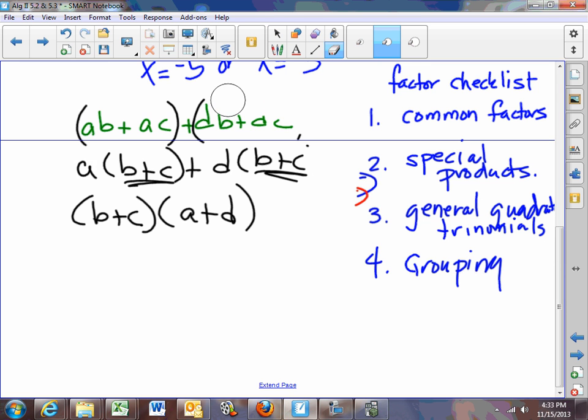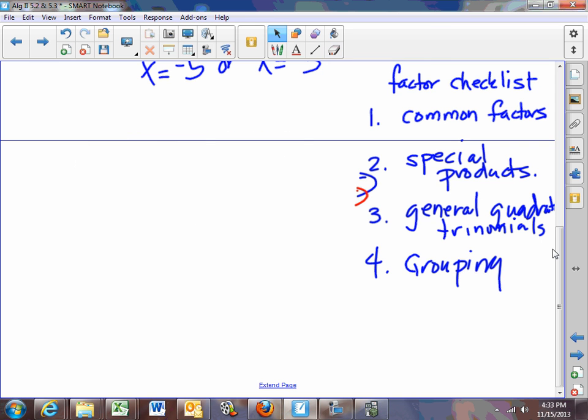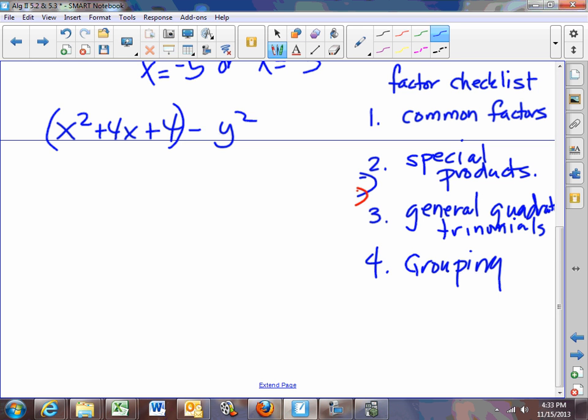Now, it's not always true that you group 2 and 2. Let me show you an example of one that's grouped, say 1 and 3. How about something like x squared plus 4x plus 4 minus y squared? Are there common factors? No. Is it a special product? Well, no. Is it a general quadratic trinomial? No, there's 4 terms, so we go to grouping. Now, if you group 2 and 2, this is not going to help you. But watch this. If you group 3 and 1, this first trinomial actually factors into x plus 2 squared.